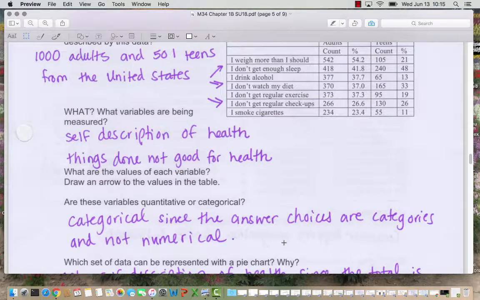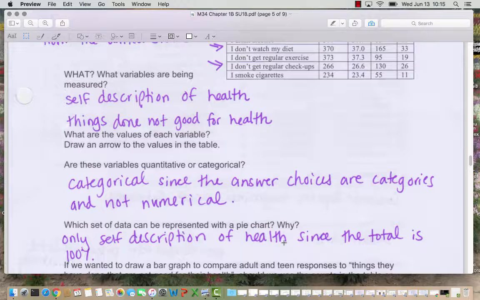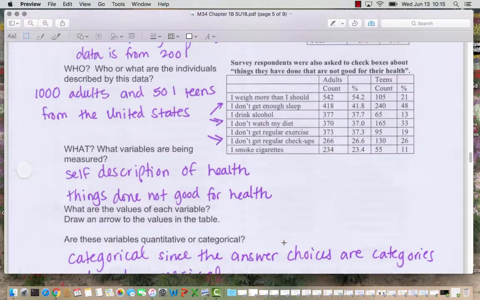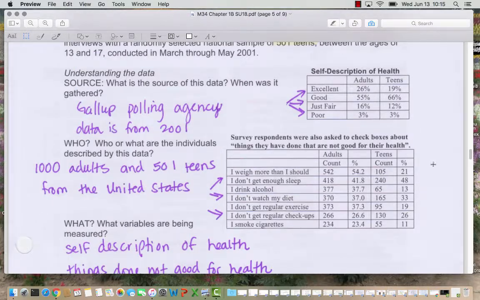So we agree these are categorical variables, since the answer choices are categories, not numerical. And then only one of these sets of data makes sense to represent with a pie chart. Remember, a pie chart has to show the whole distribution and has to total 100%. If we look at the first chart, self-description of health, both adults and teens total 100% in each column. So we could do a pie for adults and a pie for teens. But if we look at the things I've done that are not good for their health, people were allowed multiple check boxes here.